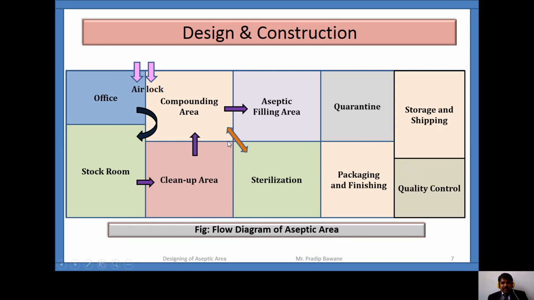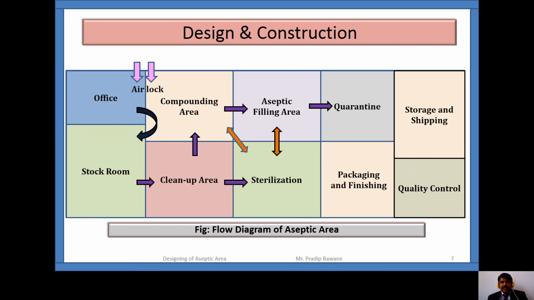Then you can see this double arrow which indicates that the flow of material and personnel can be in a two-way manner. So a person can go from the compounding area directly to the sterilization area, or from the sterilization area to the compounding area. Then from the cleanup area also the personnel or material can be transferred to the sterilization area. And from the sterilization area, whatever sterile material there is can be transferred into the aseptic filling area. Or if you are carrying out any operation under aseptic conditions and still want to sterilize it finally after packaging, you can move to the sterilization area.